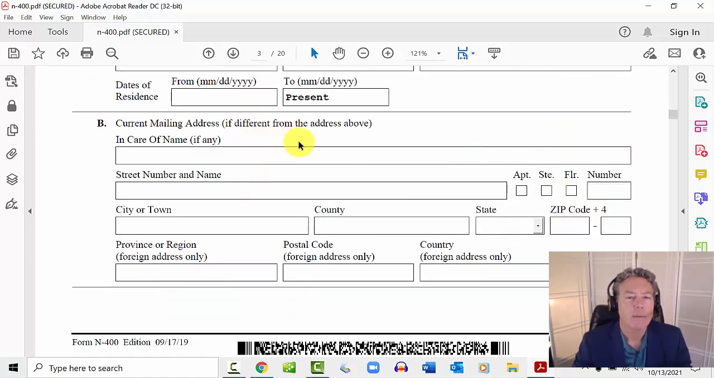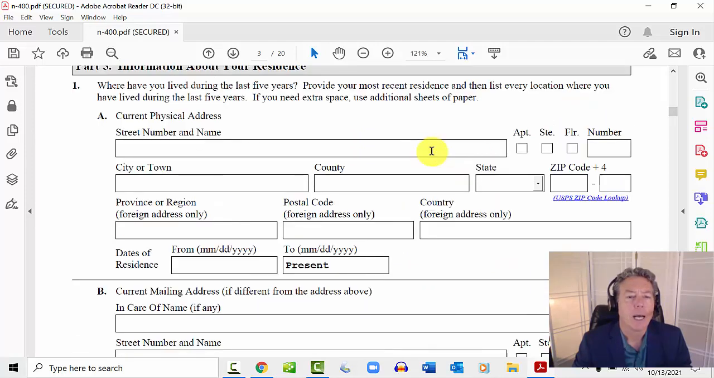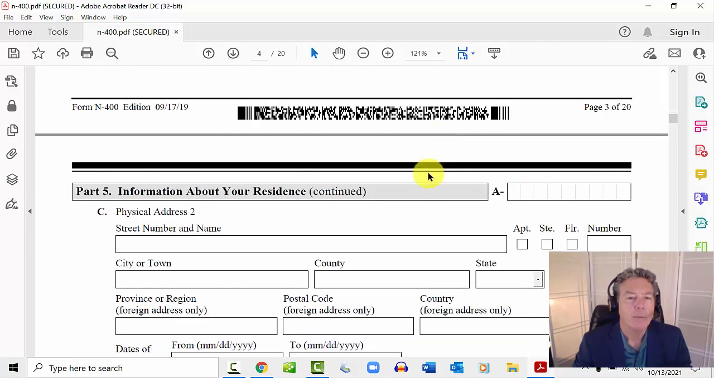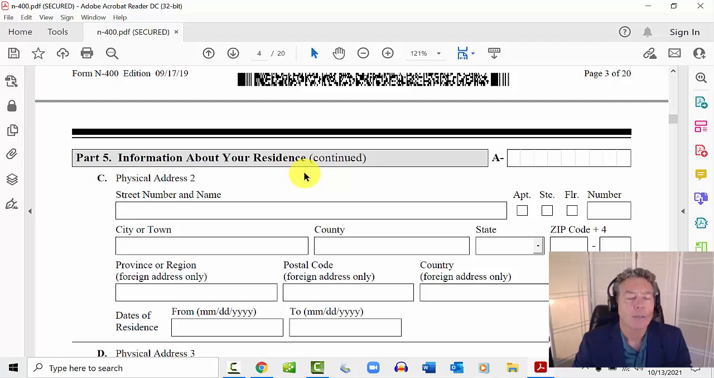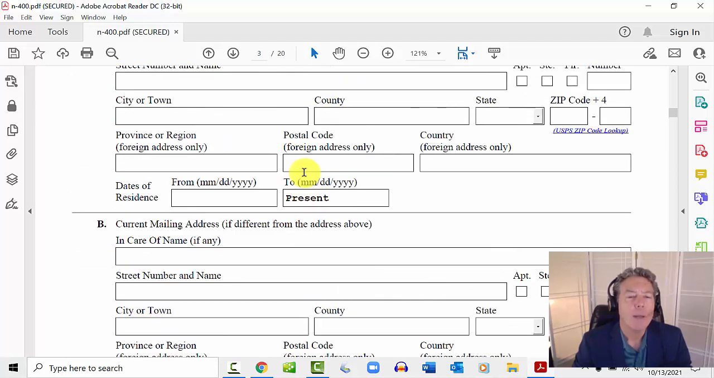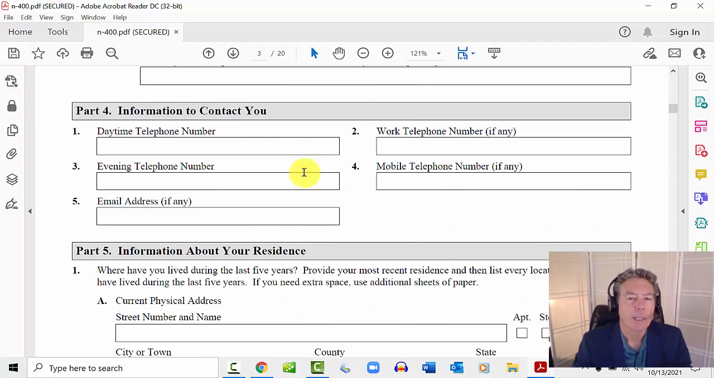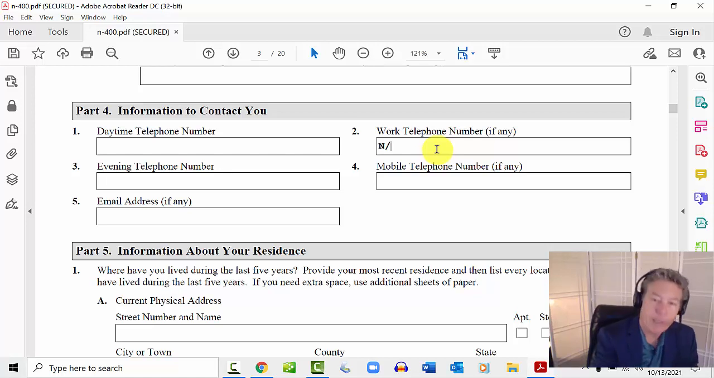And then current mailing address is different from the address above, and that will happen sometimes. Information about your residence. Now look, one thing about this form and all the immigration forms: if you do not put any data in here, let's say you don't have a work telephone number, you need to put N/A into this box. A lot of times, they'll let you put NA into the box like that, and that's great. But on some of them, they won't let you do that.